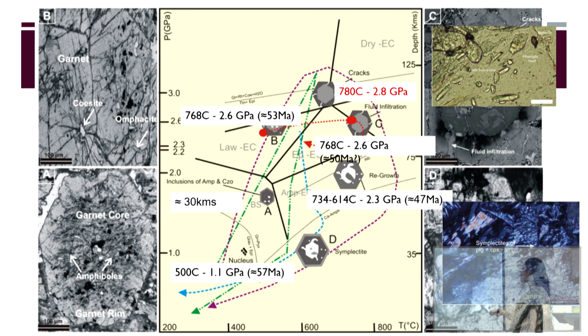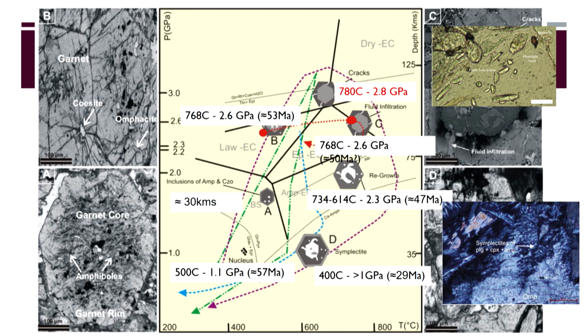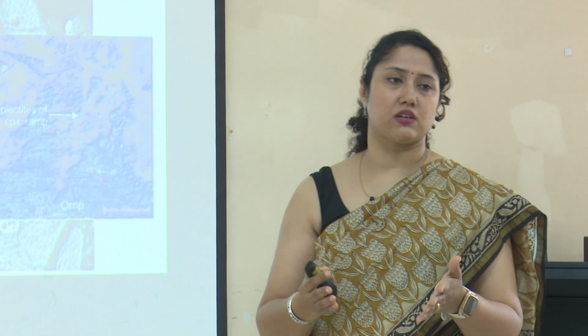You also get a lot of symplectites, which is again a retrograde feature, and formation of chlorite, biotite, etc. And of course, these symplectite formations, which is represented here in the form of D, are at a lower temperature of 400 degrees Celsius, nearly 1 GPa, when the crust is quite shallow now, at 29 million years. So this is a sort of petrological perspective on what happened with these eclogites.